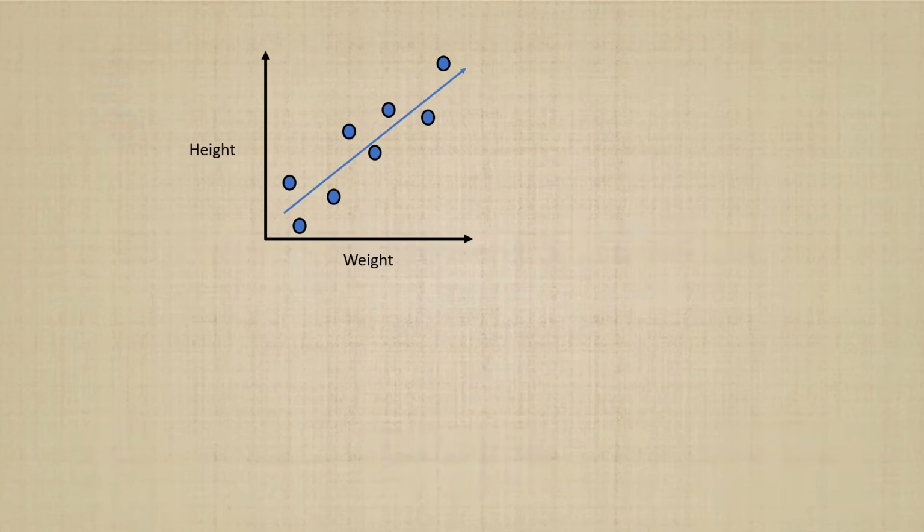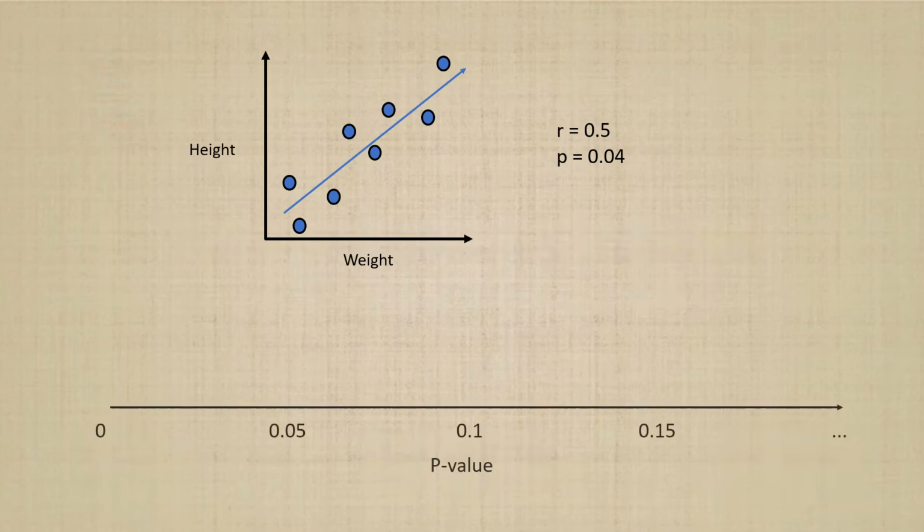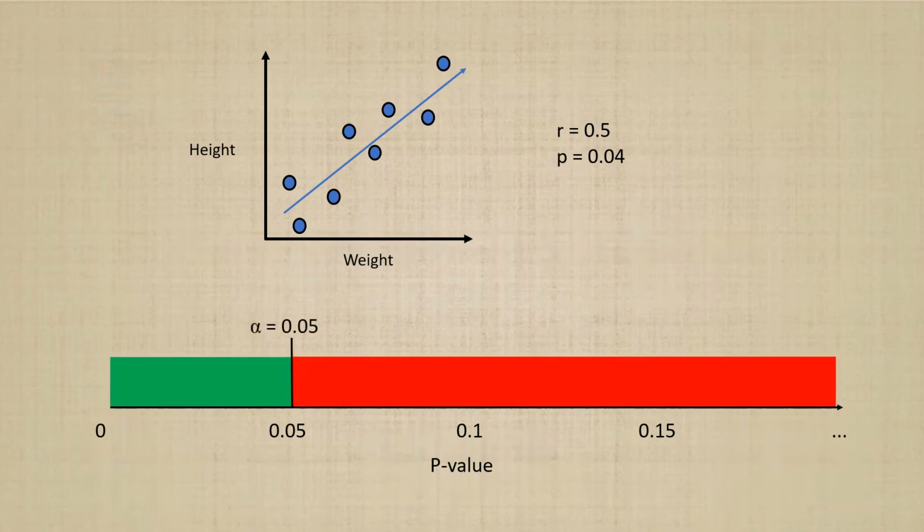In our example, height and weight are correlated at r equals 0.5, with a p-value of 0.04. The p-value represents the probability that a test will detect a given effect or a larger effect if there is no real effect in the population. P-values range from 0 to 1 and refer to the risk of false positives. A smaller p-value reflects a lower probability that the result is a false positive. To reduce the risk of false positives, researchers set an alpha level. This represents the maximum acceptable risk of false positives.